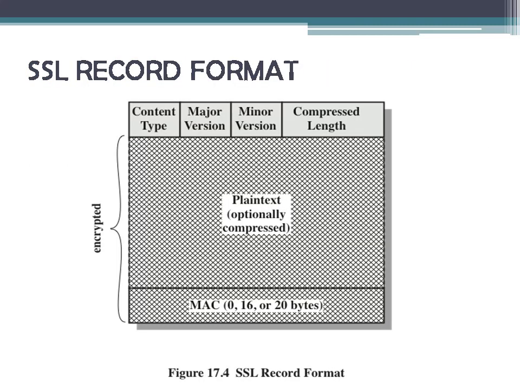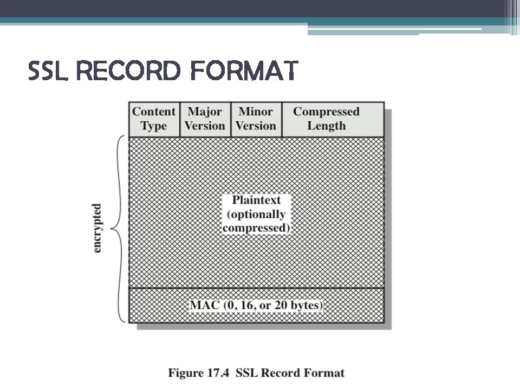The next part is the SSL record format. If you remember, the last step in the SSL record protocol operation was to append the header. That header consists of the following fields as shown here. If you see this figure, it consists of 4 fields, namely the content type, major version, minor version, and the compressed length.